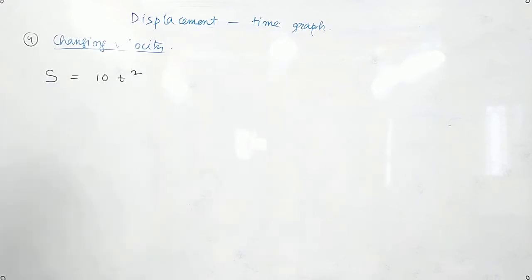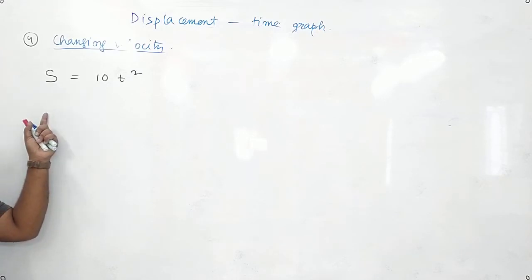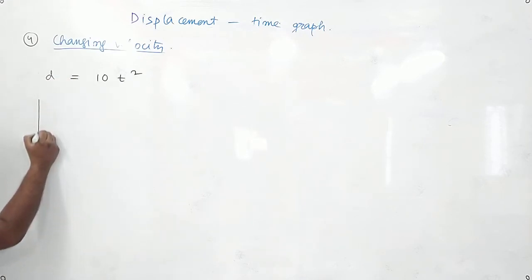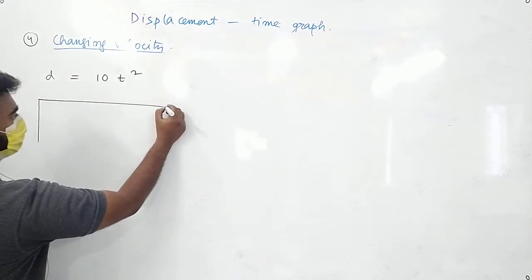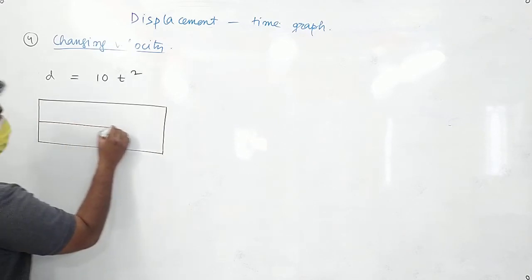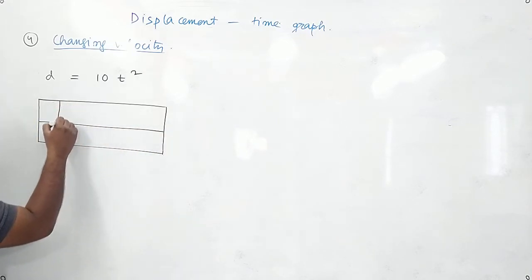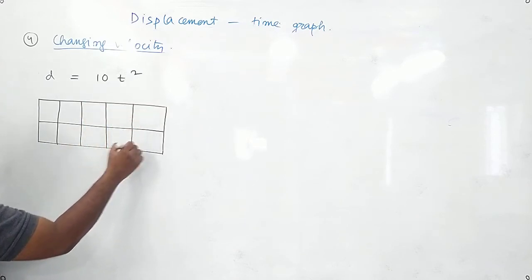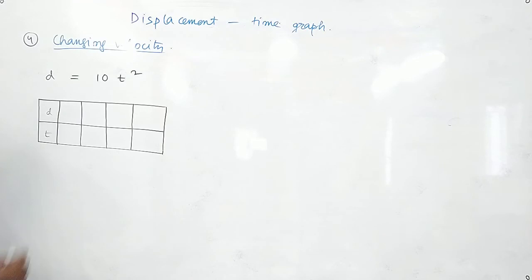Okay. What is S? S in this case is the displacement. What is S? Displacement. Clear? Okay. If you are having problem, let me write it as D. Okay, it is clear now. I will make a chart. In this chart, I will use 4 points. 1, 2, 3, 4. This is distance, this is time.